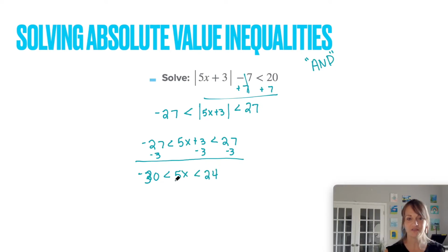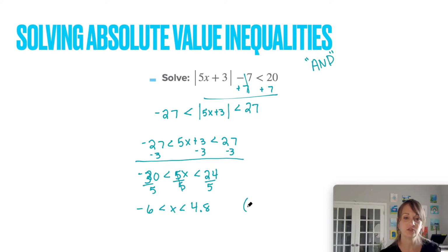Now to finish solving, to isolate the x, I'm going to divide all sides by 5. So I'll get negative 6 is less than x is less than 24 over 5, or you could say it was 4.8. It doesn't matter, either one. To write it in interval notation, you would go from negative 6 to 4.8.